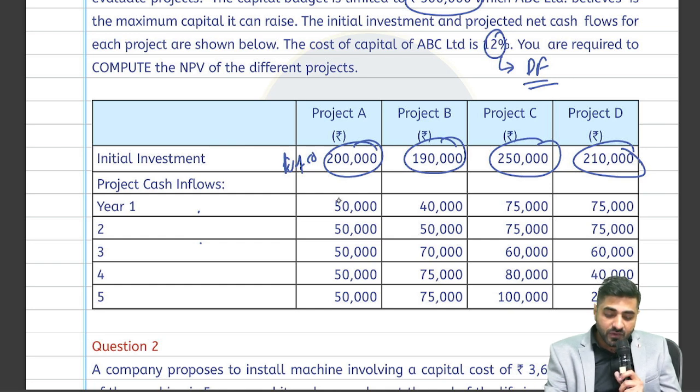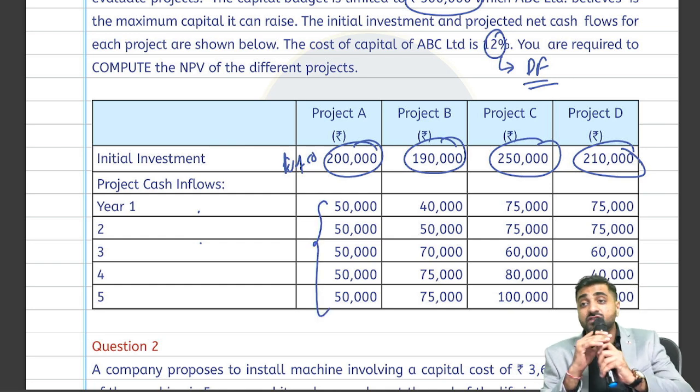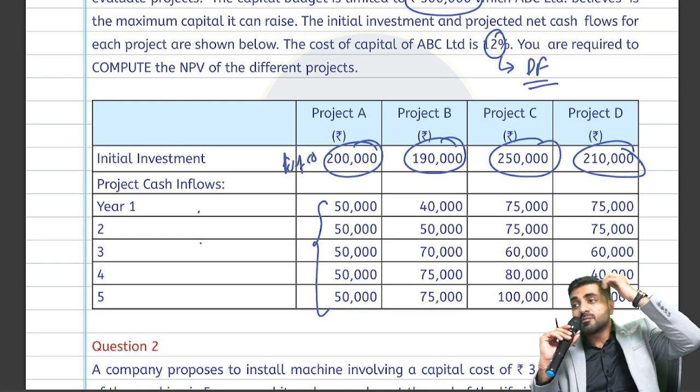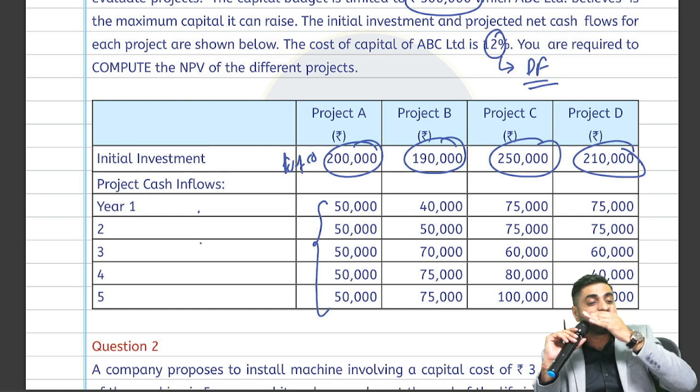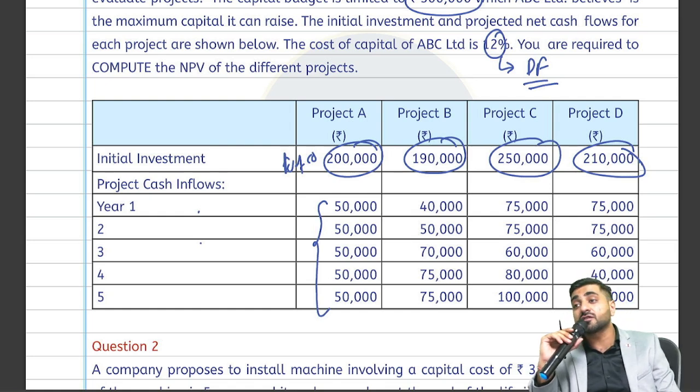For project A, are these your cash inflows? Yes, sir. Please tell me, are the cash inflows every year different, or is the cash inflow every year the same? Can I use the present value annuity factor for the purpose of calculating the PV of CI?